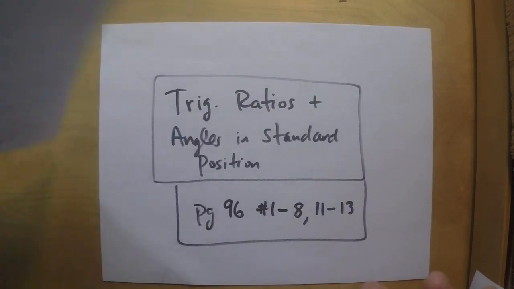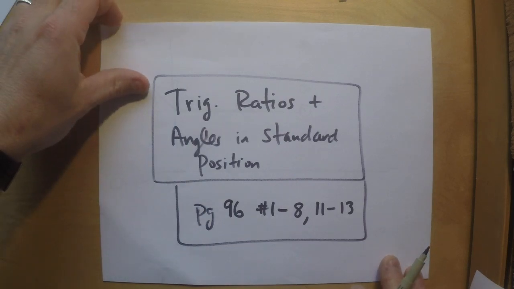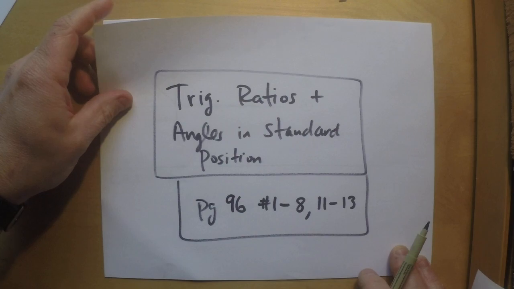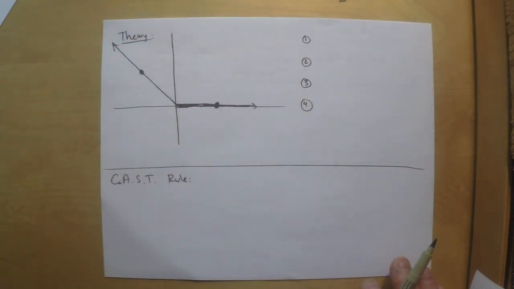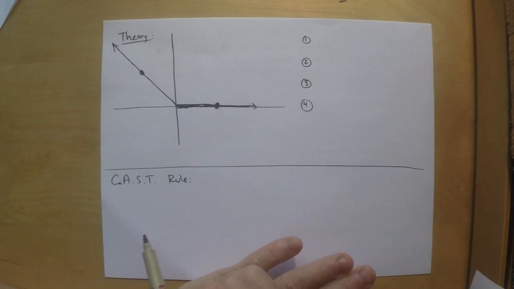So, today we're looking at trig ratios and angles in standard position. We've already talked about angles in standard position and reference angles. This is the page number. It's also on the assignment. So let's roll through this. All right, here we go. So here's the theory behind what's happening in today's lesson.